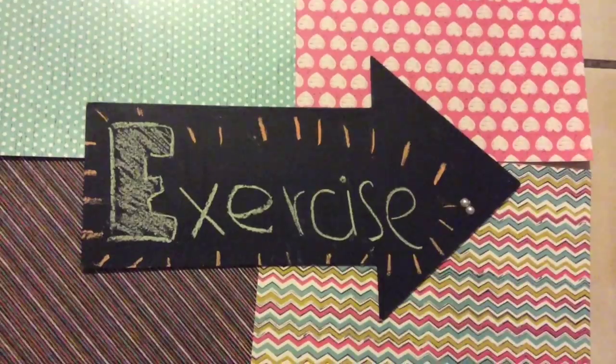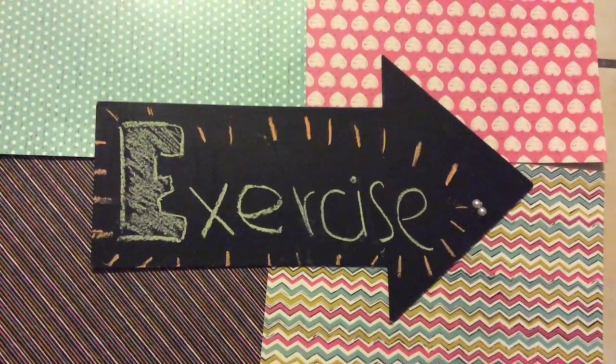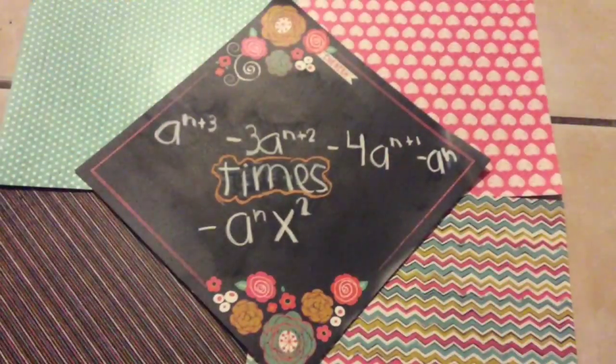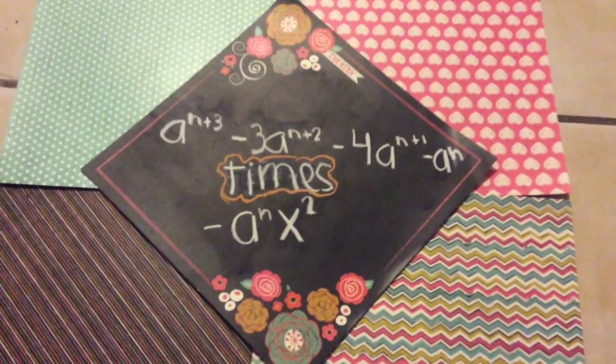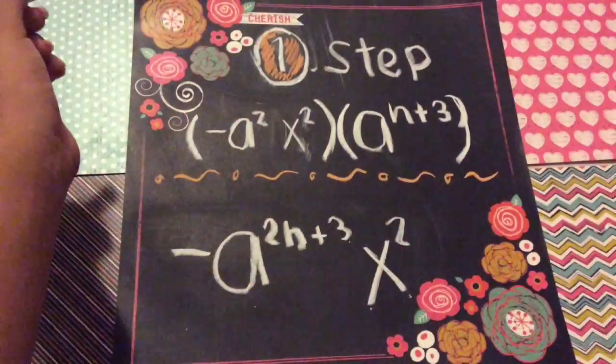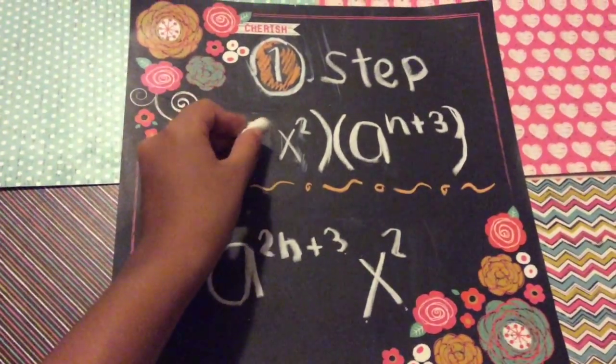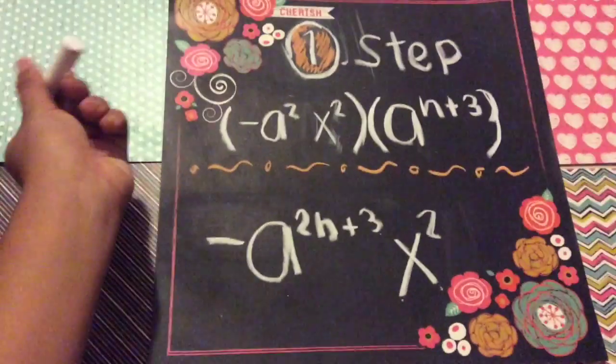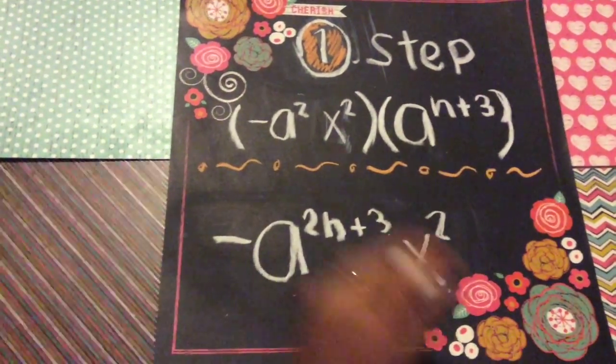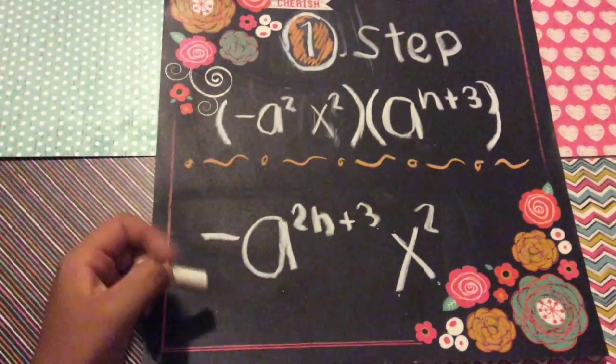Now to practice, we're going to have another exercise. And this is going to be our next exercise. This is going to be the first step. We need to multiply this to this. The first is negative and positive, so it's going to be negative.